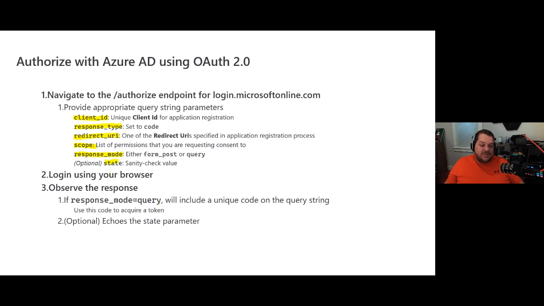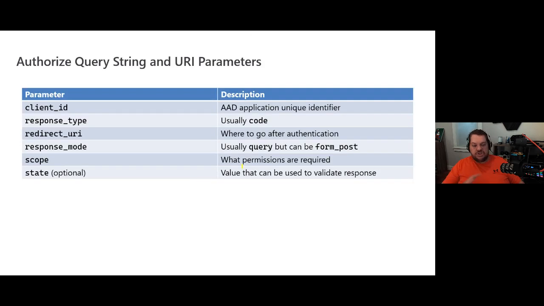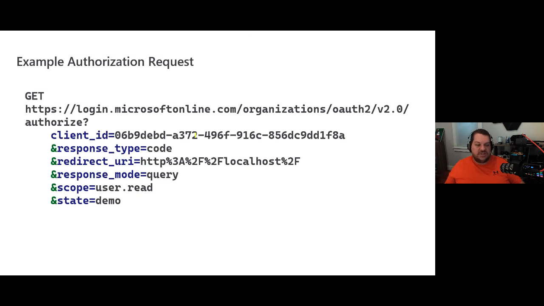One thing I like to call out is there's a really cool extra query string parameter called state. You can put anything here. And when you get your response, you can double check the state is still the same. It's a really good sanity check. So what we're going to do today, we're going to log in using our browser, using all these query string parameters, and we'll get a response. If the response mode is query, we'll get our unique code on the query string. If it's form post, we'll get that in the form body of the post request. So just showing those options one more time in the table. So this is just an example of a request.